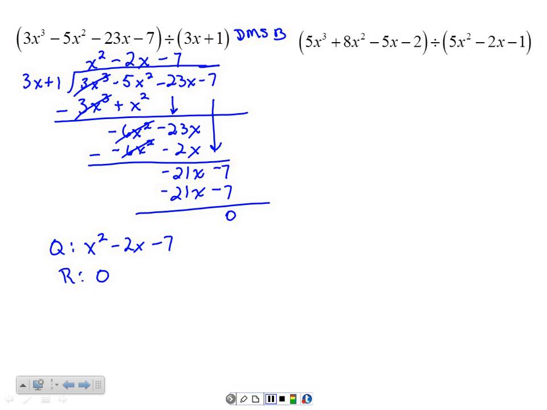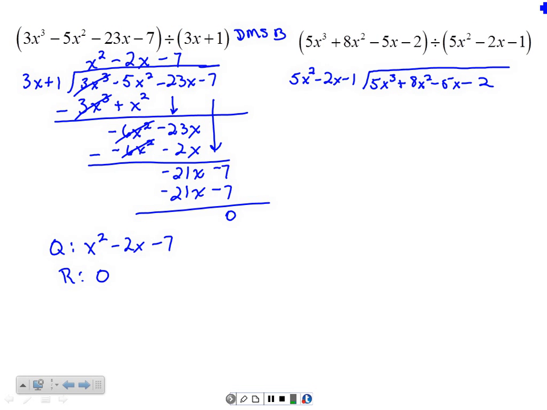Alright, so this one, notice we have a trinomial as our divisor. So this problem looks pretty intimidating, but it's actually not that bad. So our setup is still the same. Our divisor is the trinomial of 5x squared minus 2x minus 1. And the dividend, again, make sure you don't skip exponents. So we have 5x to the third plus 8x squared minus 5x minus 2.